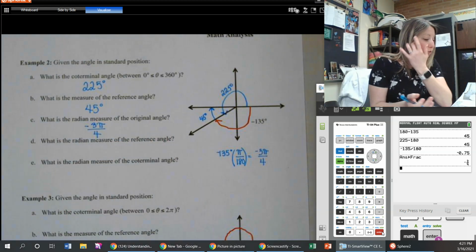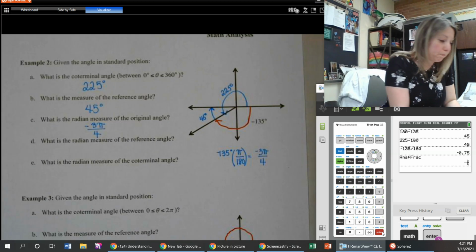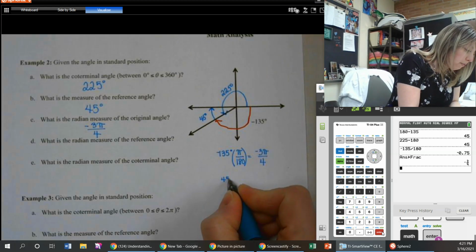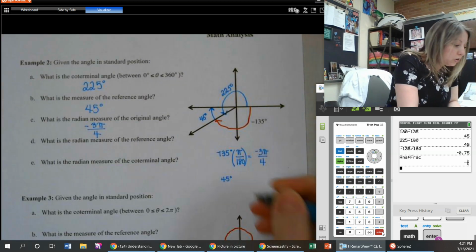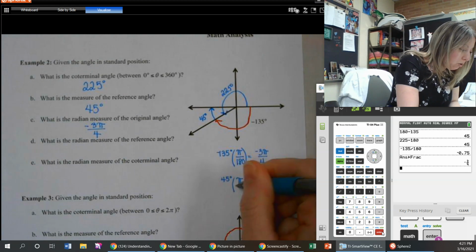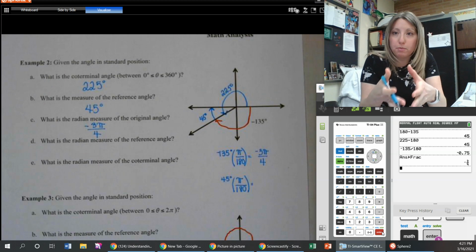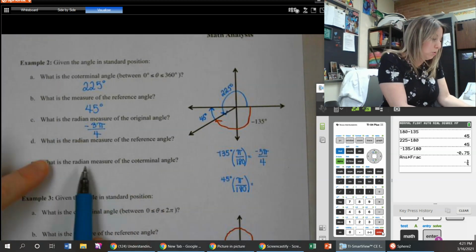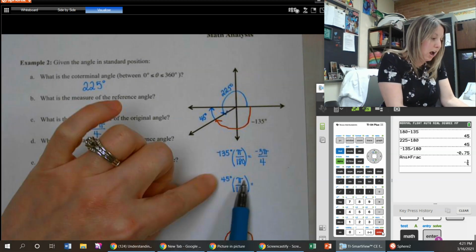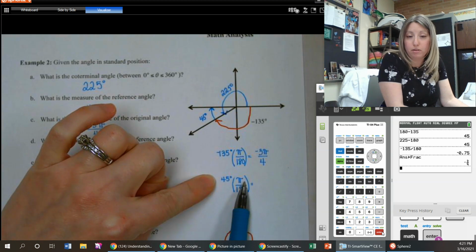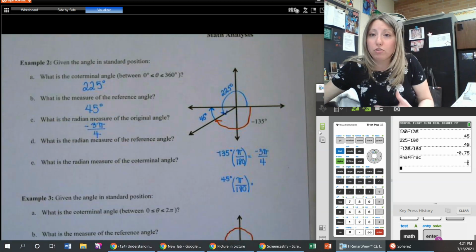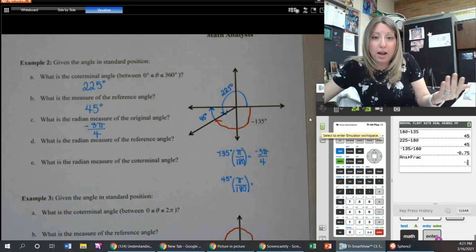What is the radian measure of the reference angle? Same thing. I know the degree measure of the reference angle is 45 degrees, so I multiply that by pi over 180. Okay, so I know that I'm multiplying by pi over 180 because since I'm going to radians, I need to have a pi on the top. Radian measures will typically be these fractions with pi involved.